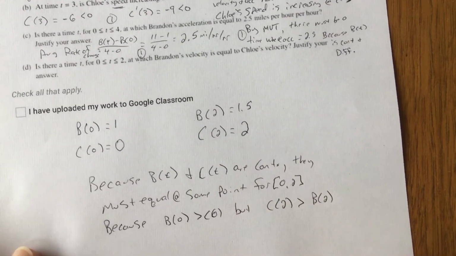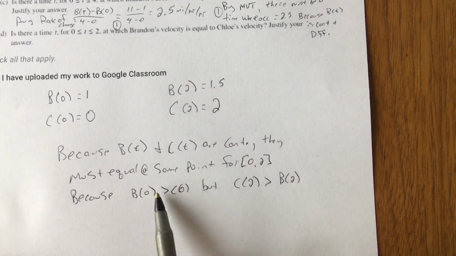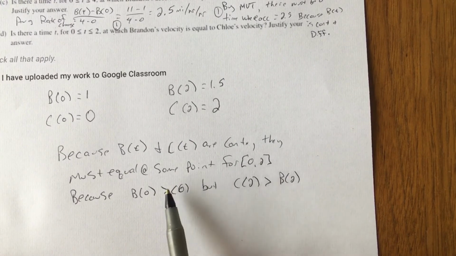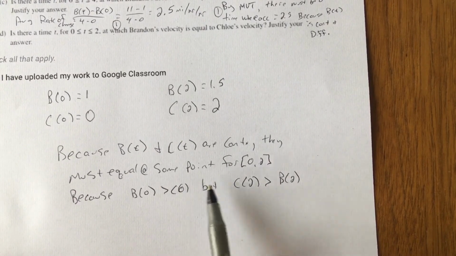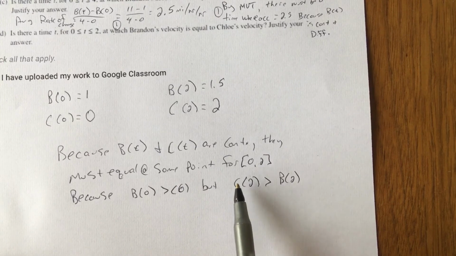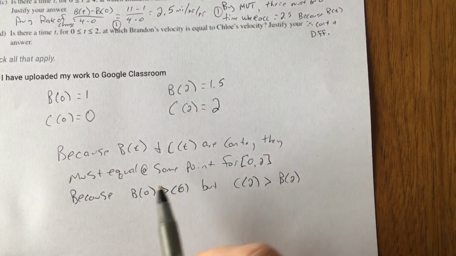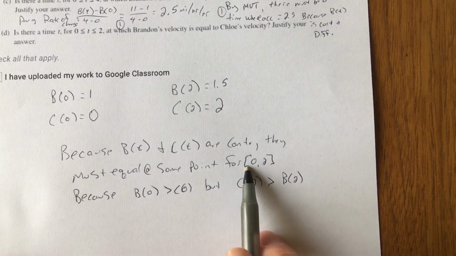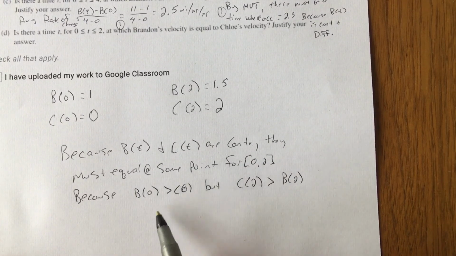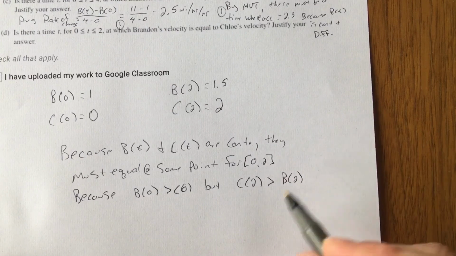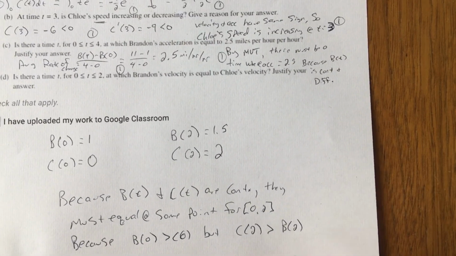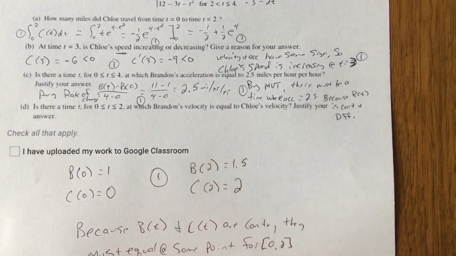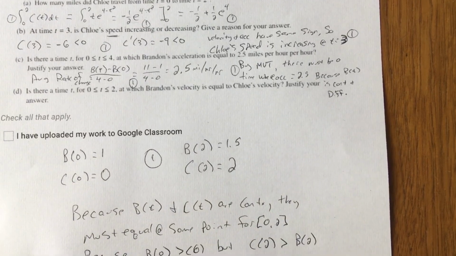Now, we're basically trying to say that to make this kind of switch, at some point they would have to be equal. So you could say, because B of t and C of t are continuous, they must be equal at some point from 0 to 2 because of this. And if you want to state it out, you could. They gave you 1 point for this consideration and then 1 point for the explanation on that.